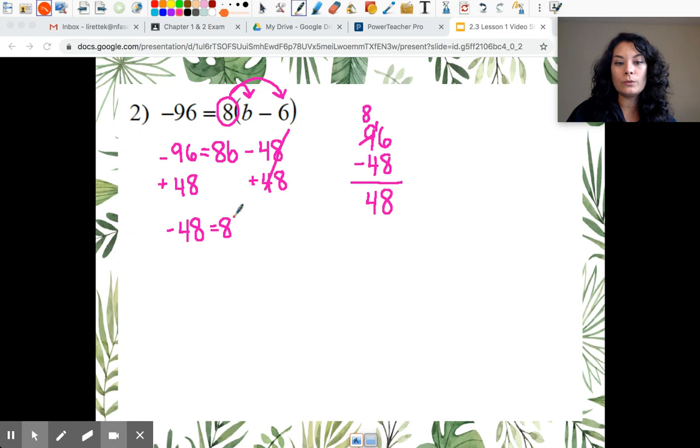I bring down my equals 8b, and I keep going to solve the one step. The number is touching the variable. That means multiplication, so I must divide to get my answer. Negative 48 divided by positive 8 is going to give me a negative 6 as my quotient. Remember, a positive and a negative, when you multiply or divide, gives you a negative, regardless of the order, regardless if you're multiplying or dividing, and regardless of which number is furthest from 0. Okay, so we're getting negative 6 equals b.